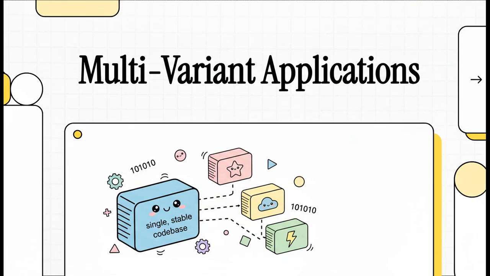Welcome to the Explainer. If you've ever felt that pain of managing just countless versions of your software for different customers, you know exactly how fast things can spiral out of control. Well, today, we're going to break down a really powerful architectural approach that solves this. It lets you create many different products from a single stable code base.